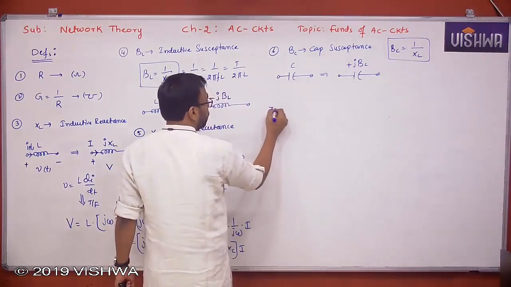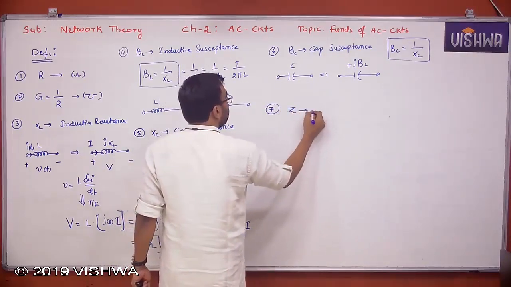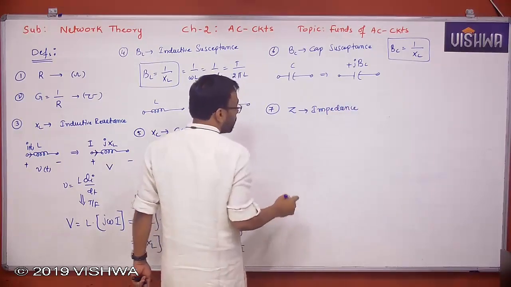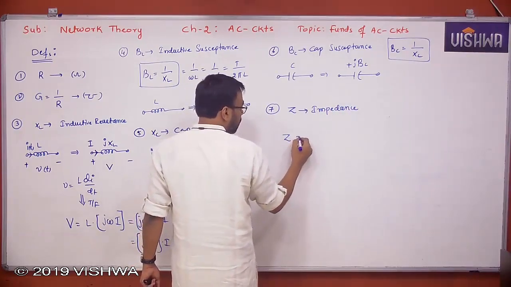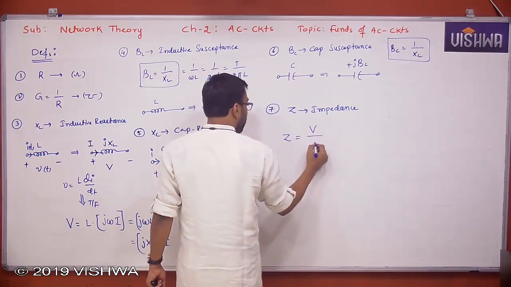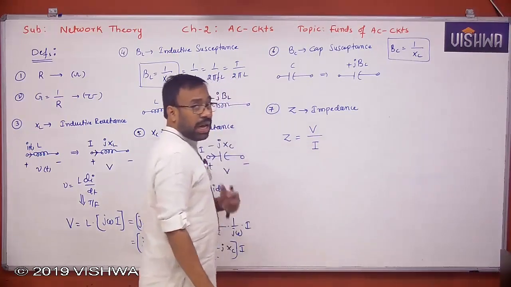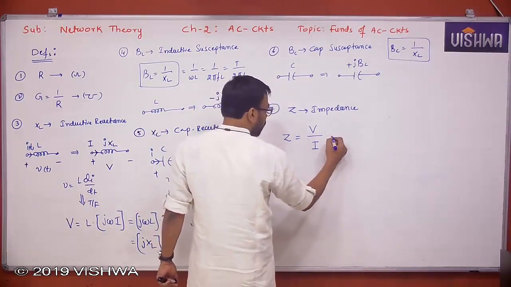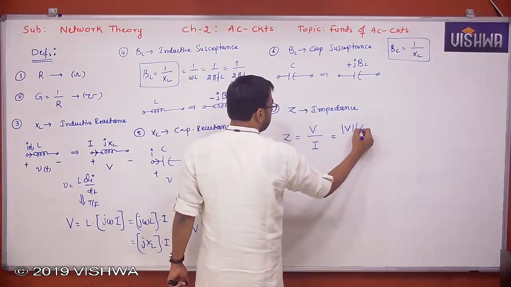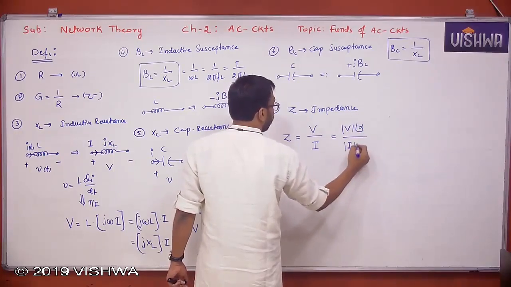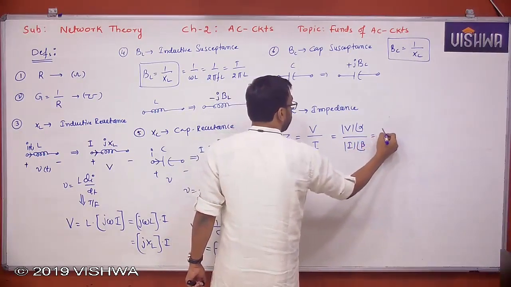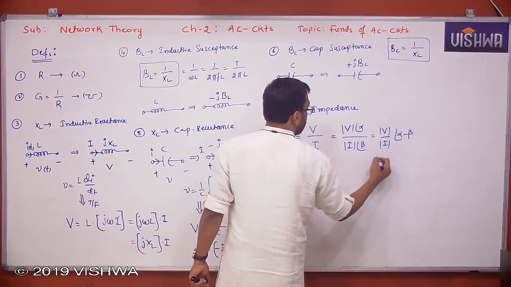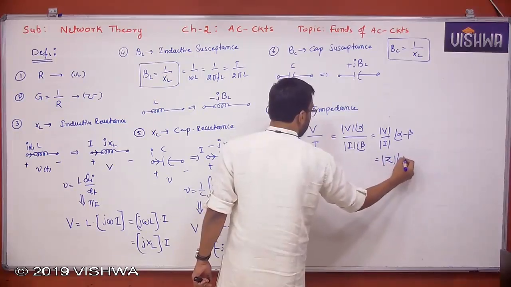Seventh one. Z is an impedance. How do you define impedance? Impedance is always defined as RMS voltage phasor by RMS current phasor. RMS voltage by RMS current ratio is nothing but Z. If you assume that V is equal to V at an angle of alpha and I is equal to I at an angle of beta, then V by I at an angle of alpha minus beta. You can take it as Z at an angle of theta.